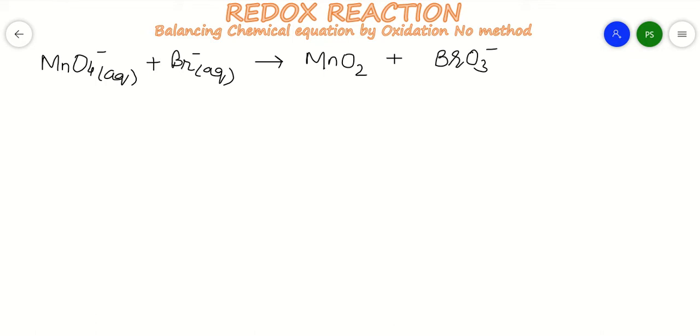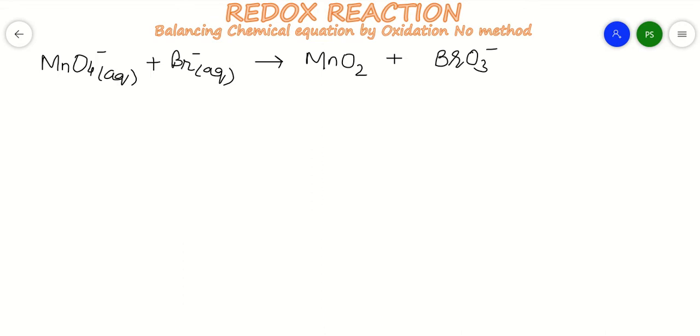Children, usually in exams it is asked: balance the following chemical equation in acidic medium or in basic medium by the oxidation number method. This is how the question comes, and one equation is given. If you are seeing on your screen, this equation needs to be balanced in basic medium. How to balance this chemical equation according to the oxidation number method is the task now.